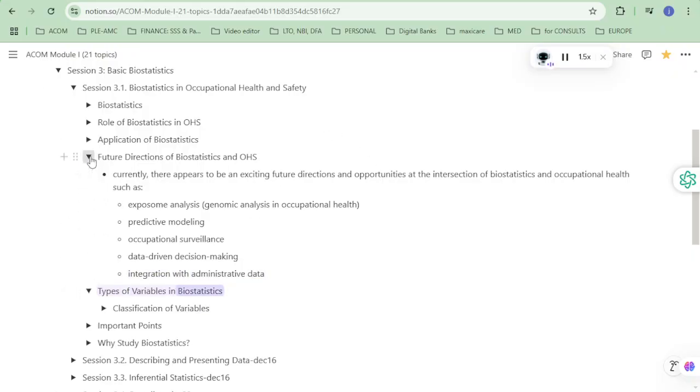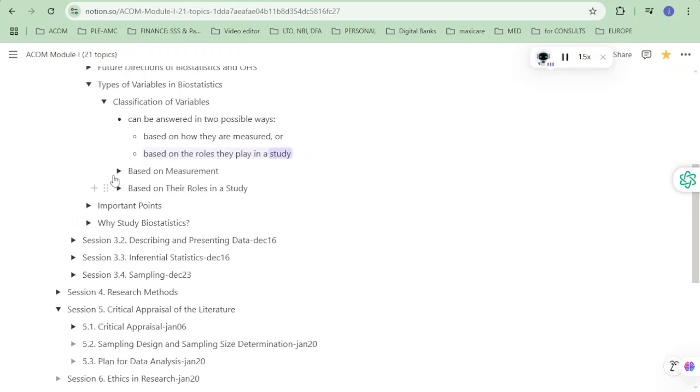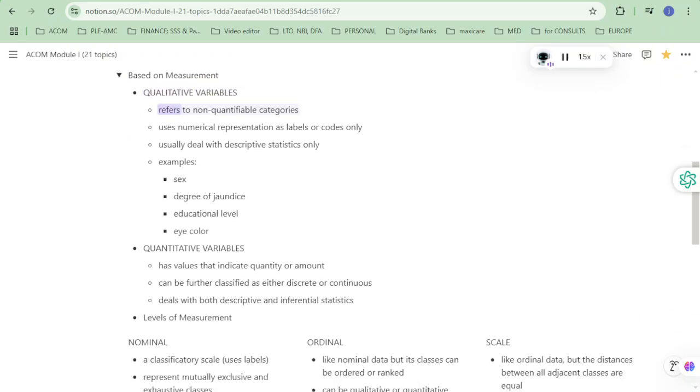Types of variables in biostatistics. Classification of variables can be answered in two possible ways: based on how they are measured, or based on the roles they play in a study. Based on measurement. Qualitative variables refers to non-quantifiable categories. Uses numerical representation as labels or codes only. Usually deal with descriptive statistics only. Examples: sex, degree of jaundice, educational level, eye color.